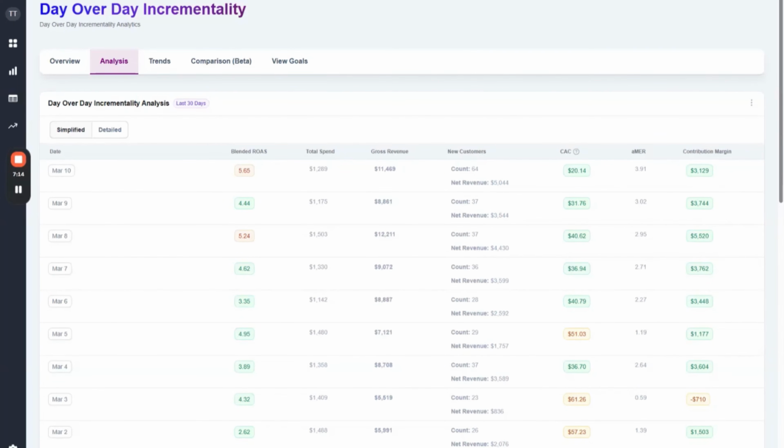If you open any account and look at incrementality and look at a day over day, new customer count, CACs, contribution margin, ROAS, there are so many variables that influence these numbers. So be sure that you can measure your daily incrementality and contribution margin.